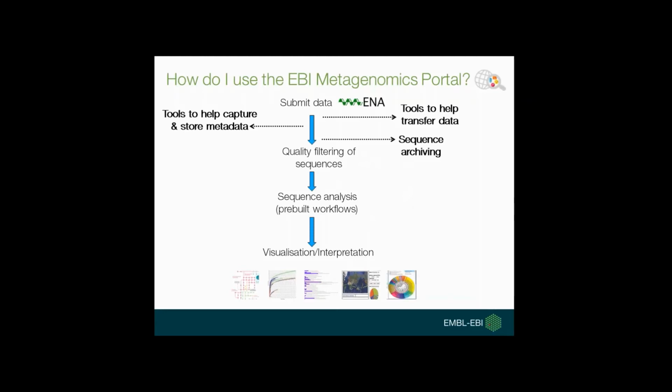This is really simple. First you have to submit your data to ENA, which we've already talked about, and in doing so we provide tools to help you transfer the data and so on. And we also archive the sequence that you send to us. We then perform all of these quality control and filtering steps for your sequences. We analyze the data for you, and then in about a few weeks or so, once you've submitted it, you'll be able to log back into your account and you'll see some really nice, pretty analyses and visualizations. So you can then go away and interpret those and then publish your study.